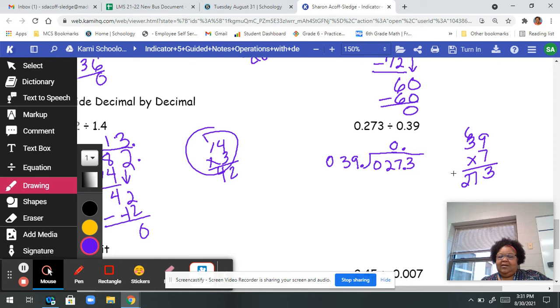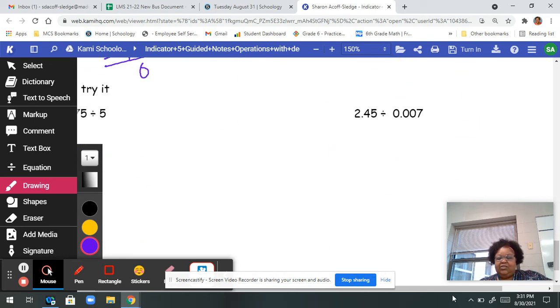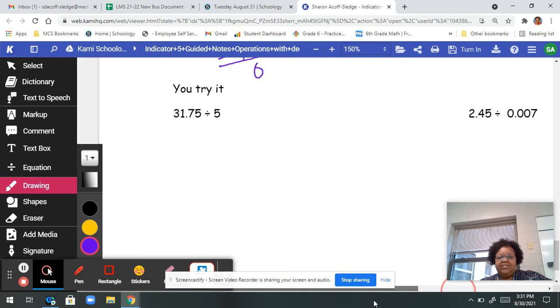So there goes my 7. 7 times 39 is 273. I don't have to worry about that 0 in the front. So I got no remainder. Now I have 2 more on here that you can try yourself. So pause the video, try this one, and then come back to see what I got.